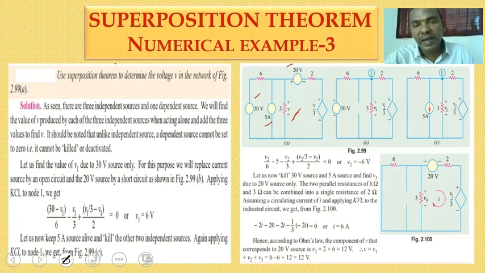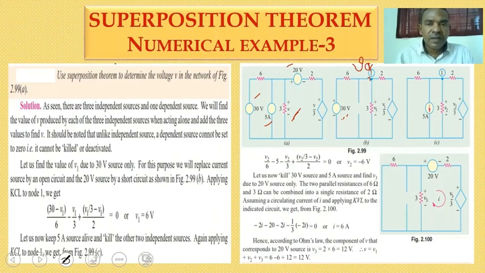In the first case, I am taking the 30 volts acting, and all the remaining sources are made 0. In the second case, the 5 ampere source is acting, and all the remaining sources are made 0. In the third case, the 20 volt voltage source is acting, and all the remaining sources are made 0. The first case is shown in figure B, where the 30 volt voltage source is there. The current source and the other voltage source are made 0. Now at this node I am taking V1, the node voltage.